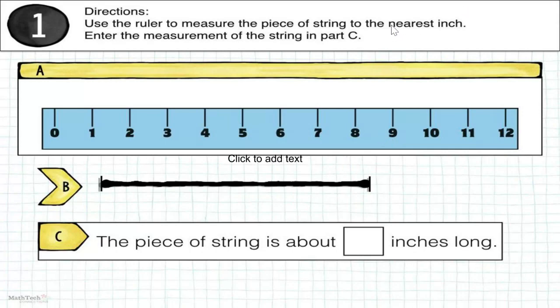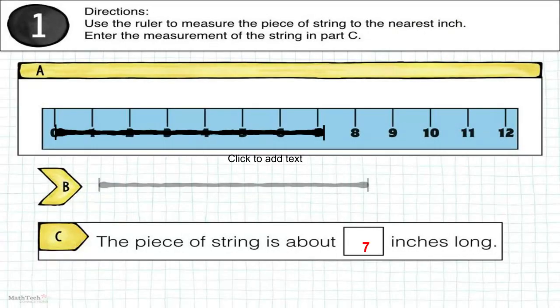So what we are going to do is we're going to take a look at this ruler and we're going to measure the piece of string to the nearest inch. So the first thing I'm going to do is take that piece of string and move it up to our ruler. And you're going to see that this piece of string starts at the 0 and it's going to go between the 7 and the 8.